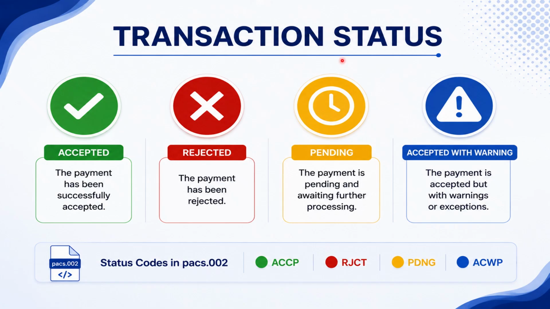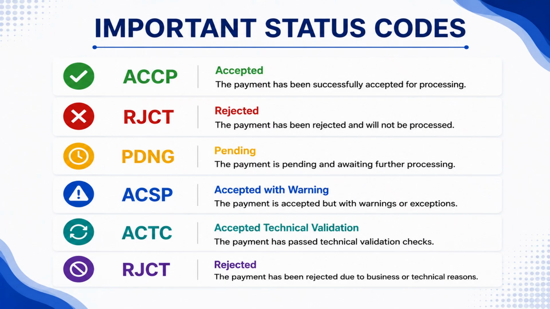Transaction status. The most important part of pacs.002 is the transaction status. Common statuses include accepted, rejected, pending, and accepted with warning. These statuses help banks understand exactly what happened to each payment. Important status codes. Some of the most important status codes are ACCP, accepted for processing. RJCT, rejected. PDNG, pending. ACSP, accepted for settlement processing. ACTC, accepted after technical validation. These are among the most frequently asked status codes in banking interviews.